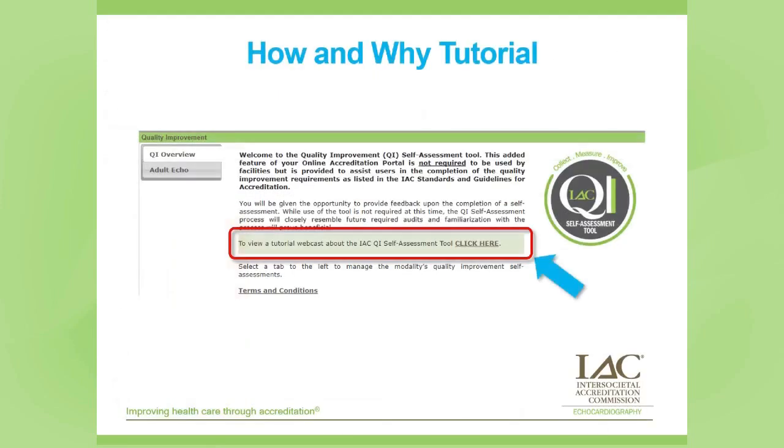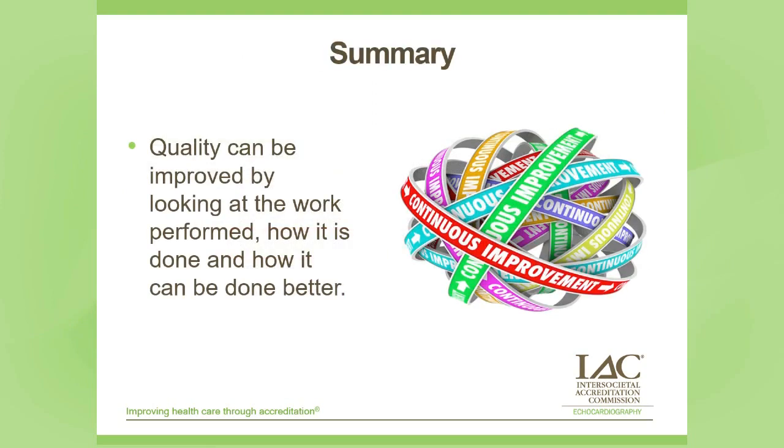And then there's another tutorial also inside of your QI tool if you wanted to hear someone else talk about it that wasn't me or Sue or Ann. And in summary, quality can be improved by looking at the work that's performed, how it was done, and how it can be done better. Quality improvement is always changing. You should always be able to identify something within your facility that you can improve upon. So we just hope this tool is helpful to you.